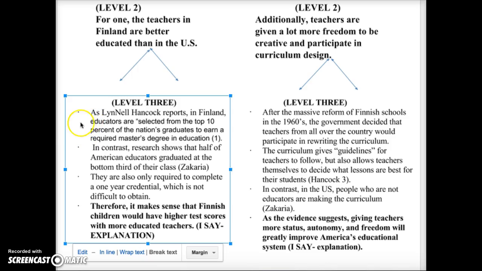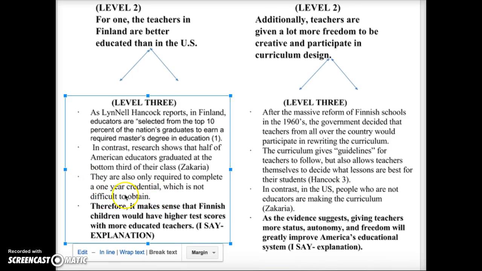All right, so this is a more specific illustration of this idea here, how Finland's teachers are better educated than in the US. Then I go on here to give a statistic from Zachariah. In contrast, research shows that half of American educators graduated at the bottom third of their class. So again, more specific illustration of this level 2 idea. And again, they are only required to complete a 1-year credential, which is not difficult to obtain.